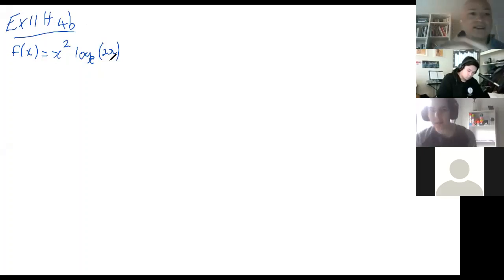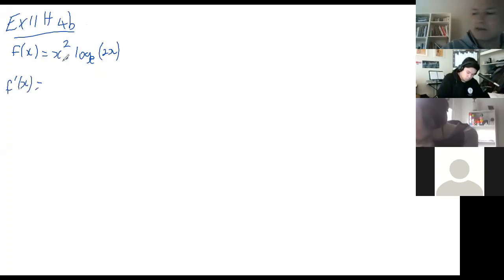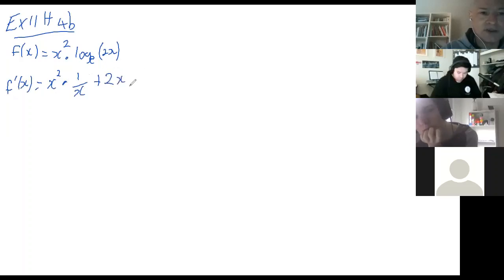Find f dash of x. So that's what I'm going to do. First, I'm going to find the derivative. Now, this is a product. There's a times there. So I'll leave the first one, x squared. I'll differentiate the second one, which is going to be 1 on x. Plus, differentiate the first one, so that's going to be 2x, and leave the second one, log e of 2x.